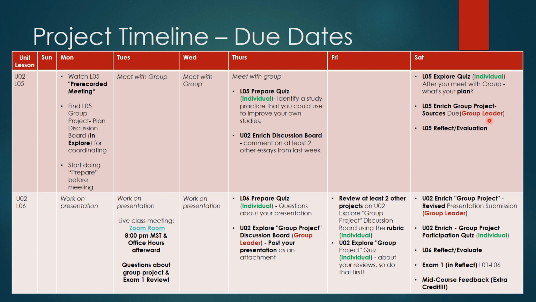Saturday, also due are your sources, which is what you're going to be working on this week with your group, finding sources, and then you will turn that in. Only one person in the group has to do that, and I've just determined that it's going to be the group leader for simplicity. So group leader will be turning in the sources for your group, and everyone will get the same grade on those sources. And then you have your reflection and evaluation, which is individual. Sorry, I should have put that on there, but that's just like normal.